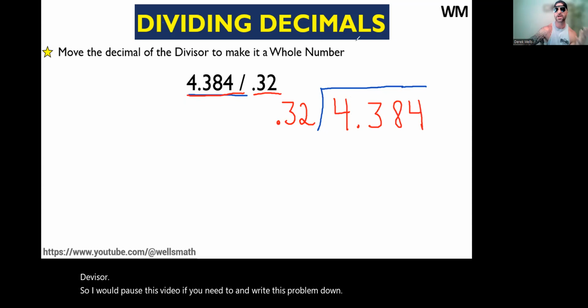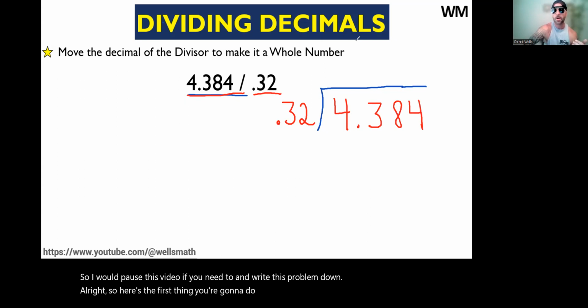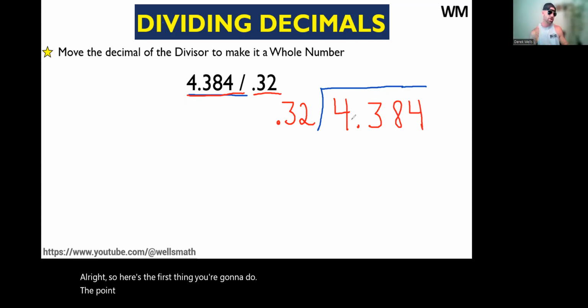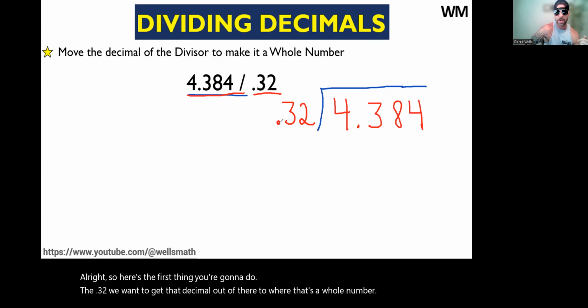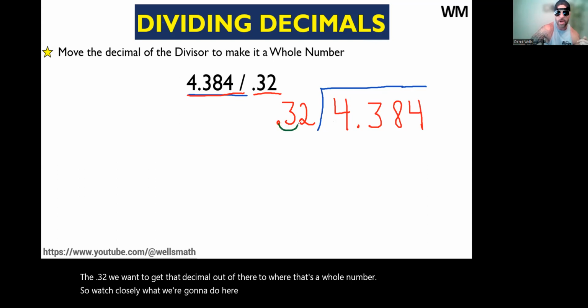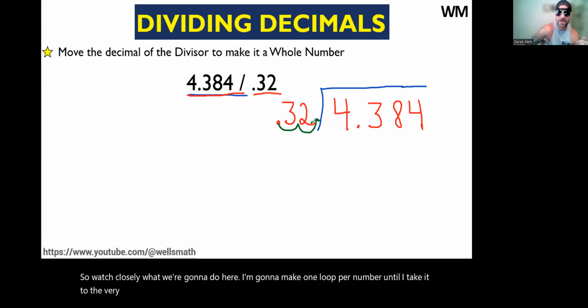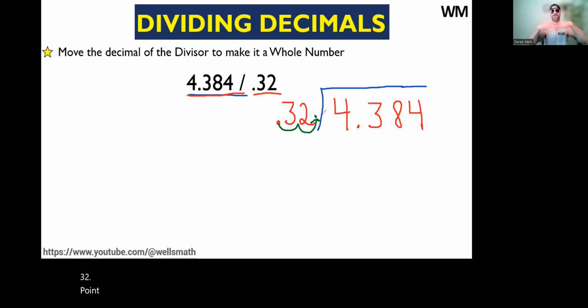All right, so here's the first thing you're going to want to do. The 0.32, we want to get that decimal out of there to where that's a whole number. So watch closely what we're going to do here. I'm going to make one loop per number until I take it to the very end of the number, and I'm going to put it right there at the end. 32 point just means 32, okay? So we made two loops to move that decimal behind the two.